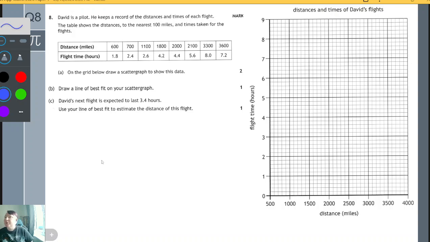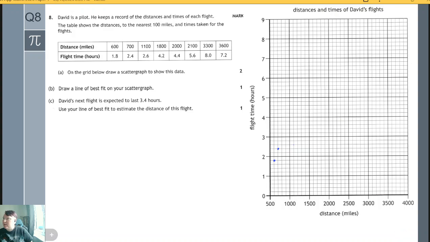Let's try it in blue. Right, so 600 was 1.8, so that is going to be here. 700 is 2.4. 2.4. 1,100 is 2.6. 1,800 is 4.2.